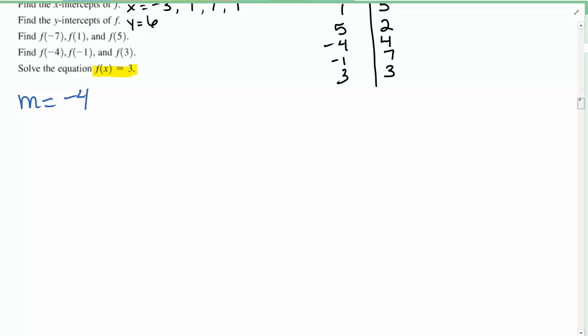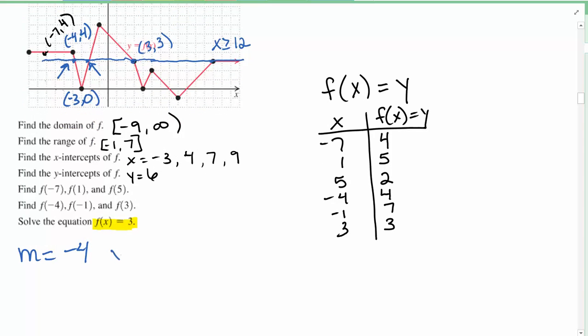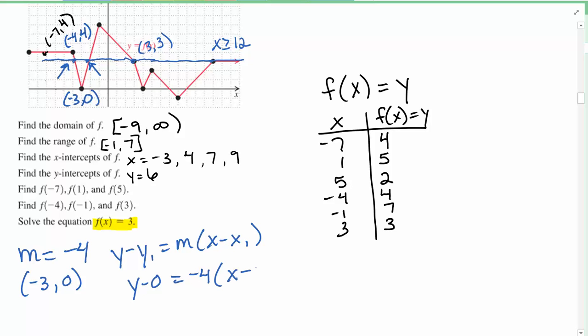And then we have the point-slope equation for a line: y minus y1 equals m times x minus x1. We'll just choose the point -3, 0 because that's easy. Anytime you have a point with 0 in it, that's the one you want to use. So this is going to be y minus 0 is equal to -4 times x minus -3. So you get y is equal to -4x minus 12. That's the equation of that line. So if we want to know when f of x equals 3, that's just saying what is the value of x when y equals 3.